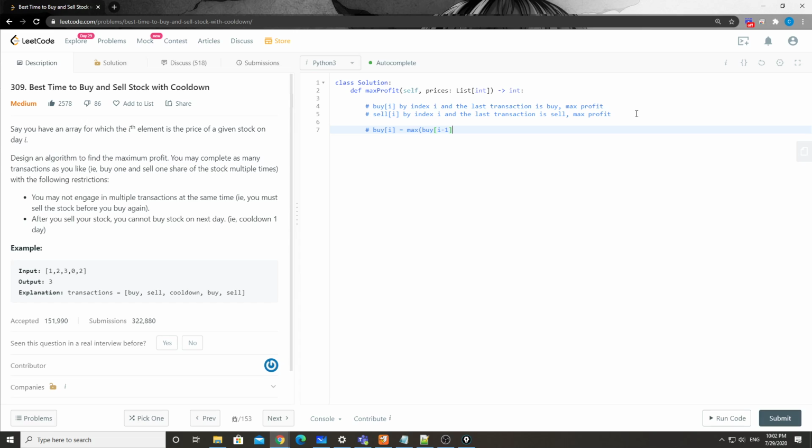And what's the second option? Remember, this buy i stores that the last transaction is buy. So basically we only have two options: either we don't buy it here, or we want to buy it here. So let's say we want to buy at the current i, what do we need to do? In this case, we have to sell first.